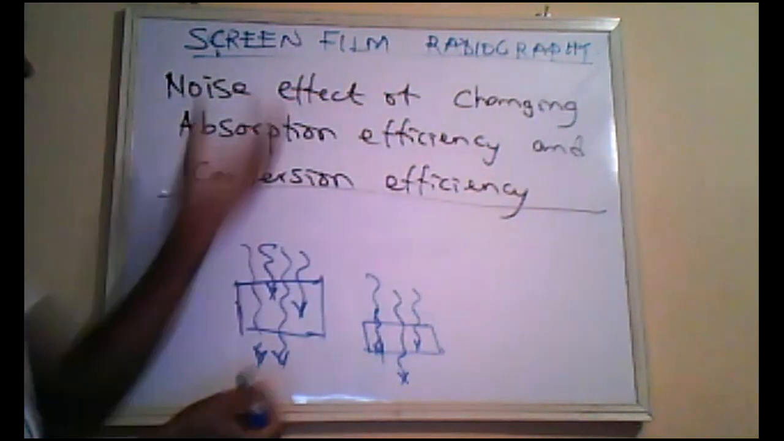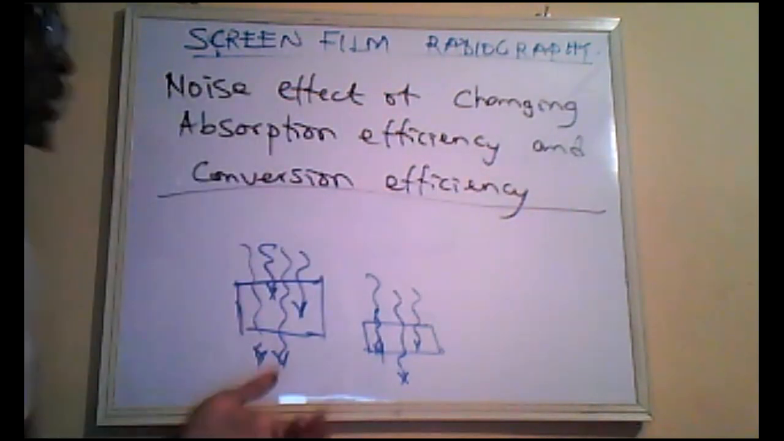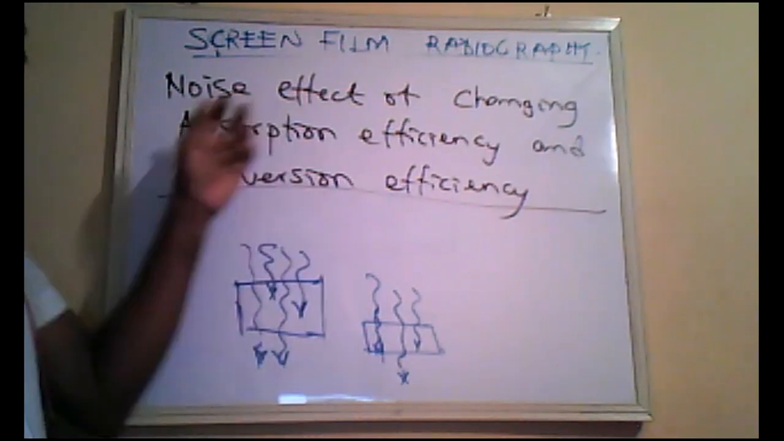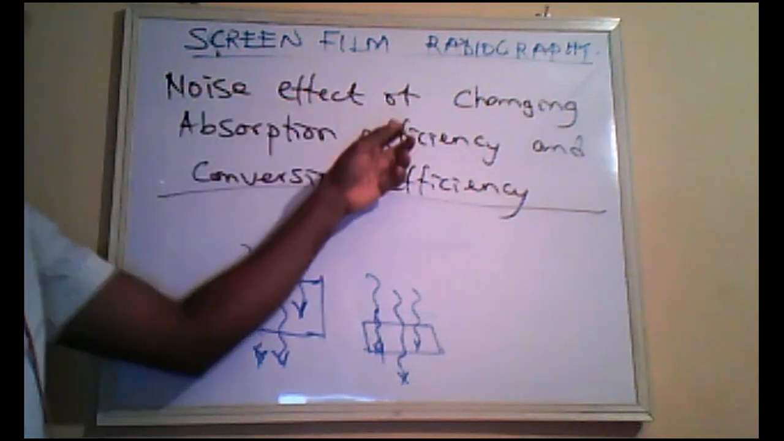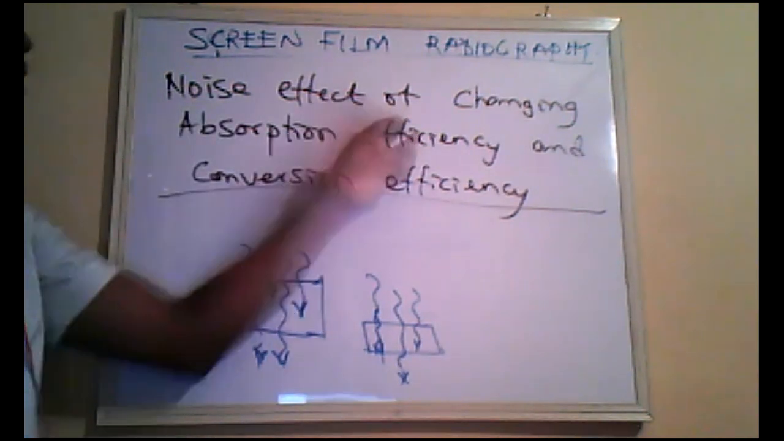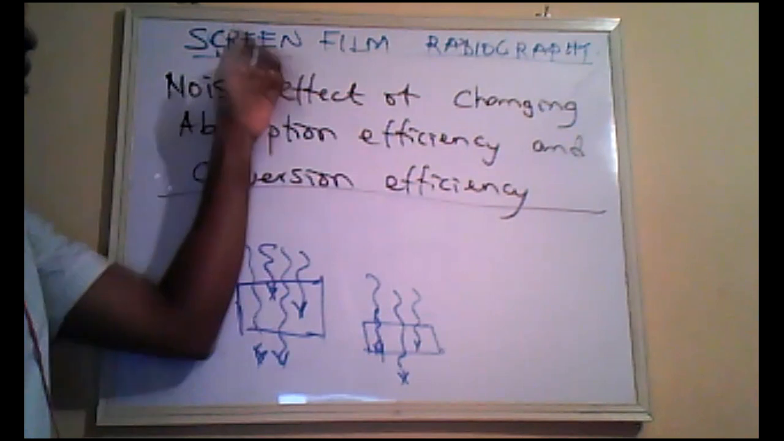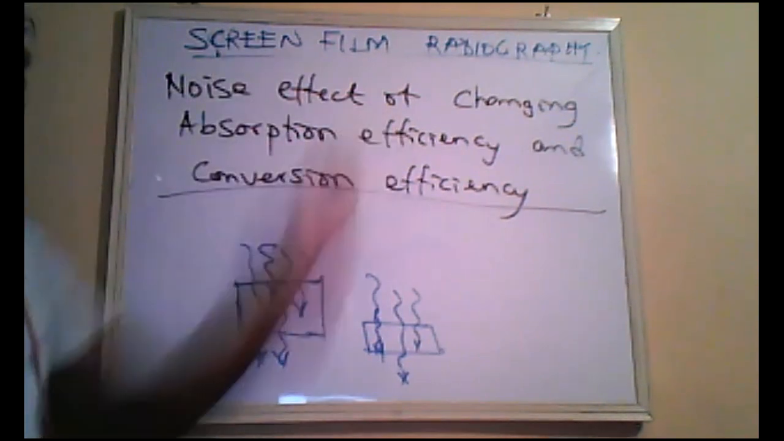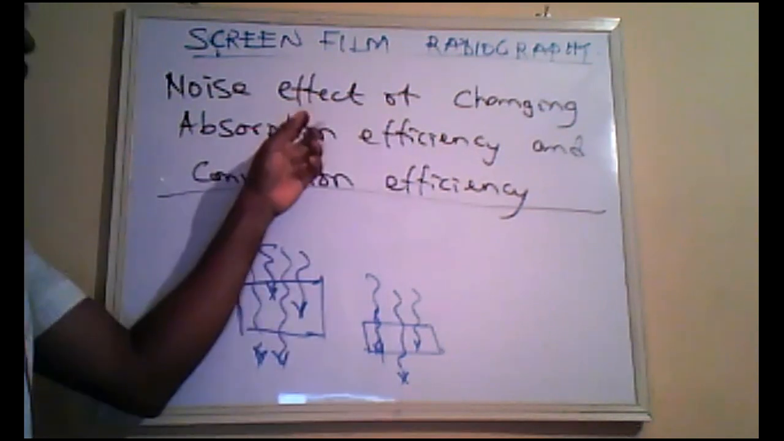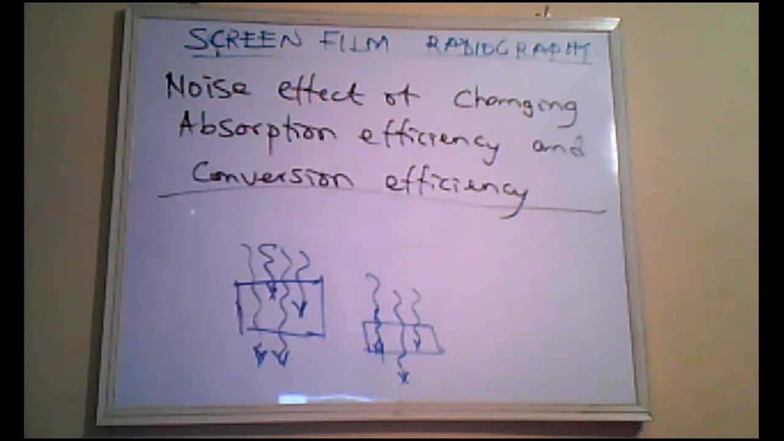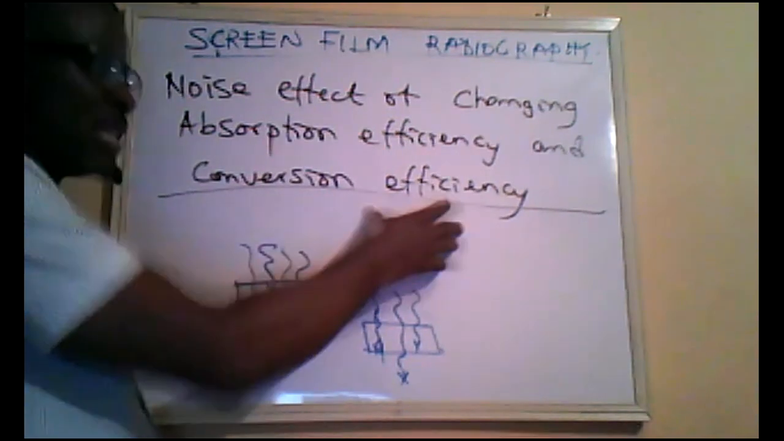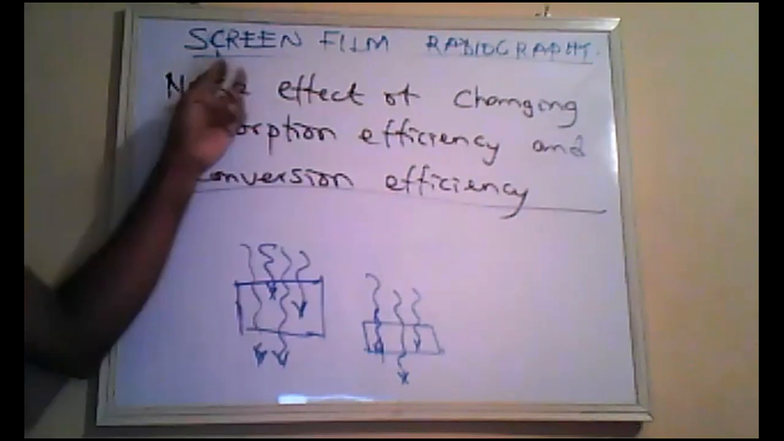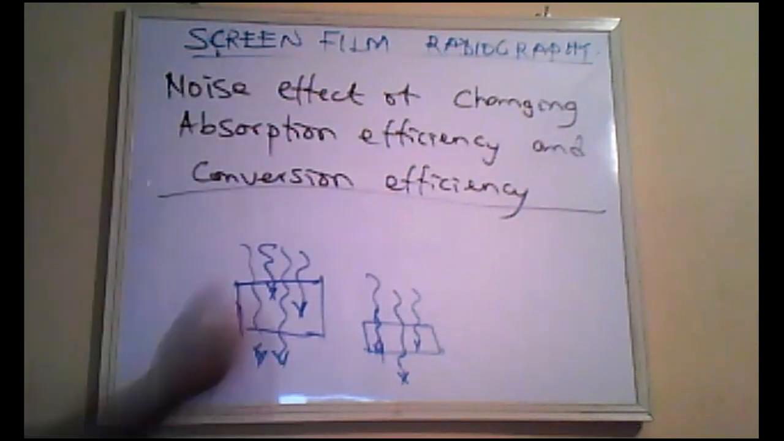What do I mean? You have a noise. Noise has got to do with the number of photons used in forming an image. So when we look at it based on the conversion efficiency, how does the noise change? Is the noise going to be greater when we increase the absorption efficiency of a screen, or is it going to be lower? We also want to look at the effect of noise on the conversion efficiency. If we increase the conversion efficiency, how is it going to affect the noise? Is the noise going to increase or decrease? So we just look at this, for example.